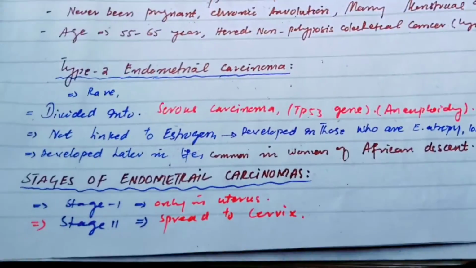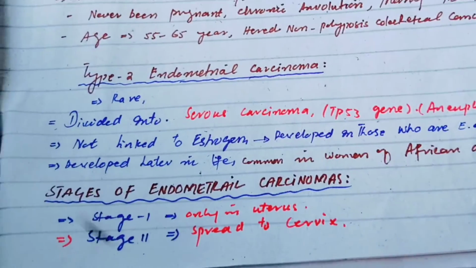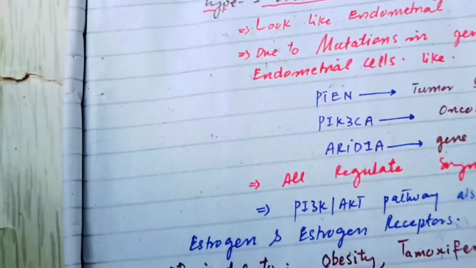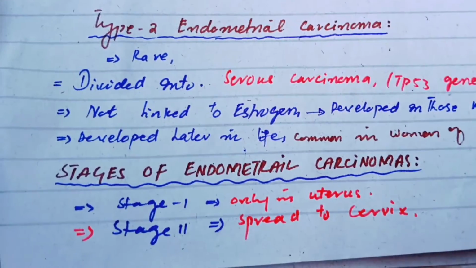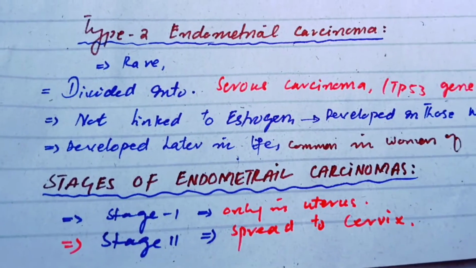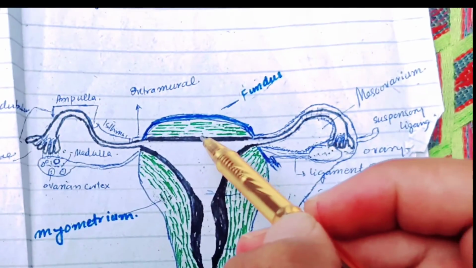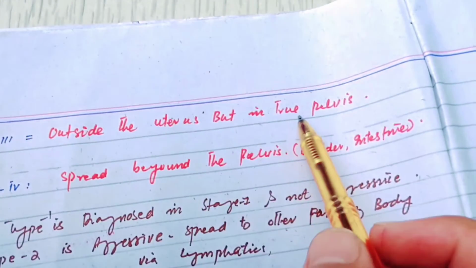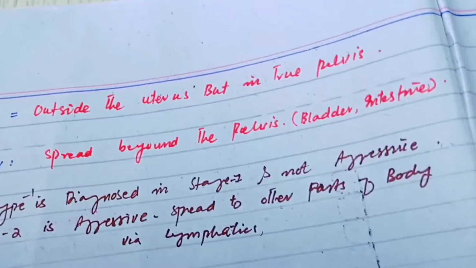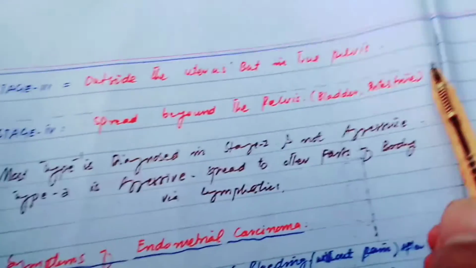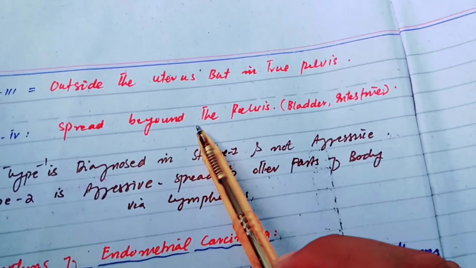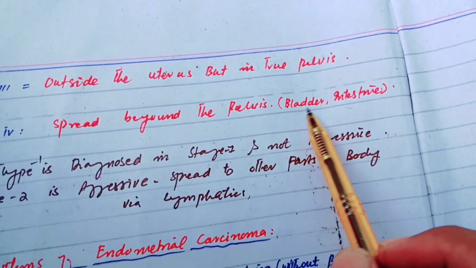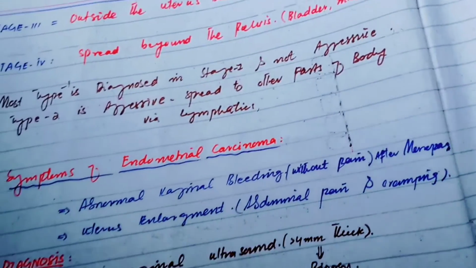Now the stages of endometrial carcinoma: there are 4 stages. The first is stage 1, in which the carcinoma is confined to the uterus. The second is stage 2, in which the carcinoma has spread to the cervix. The third is stage 3, in which the carcinoma goes outside the uterus but is present in the true pelvis. The fourth stage is the spread of the endometrial cancer beyond the pelvis, to areas like the bladder and the intestine.